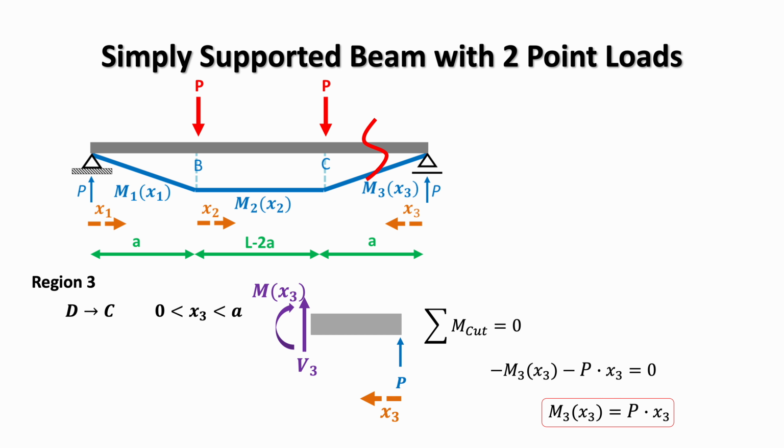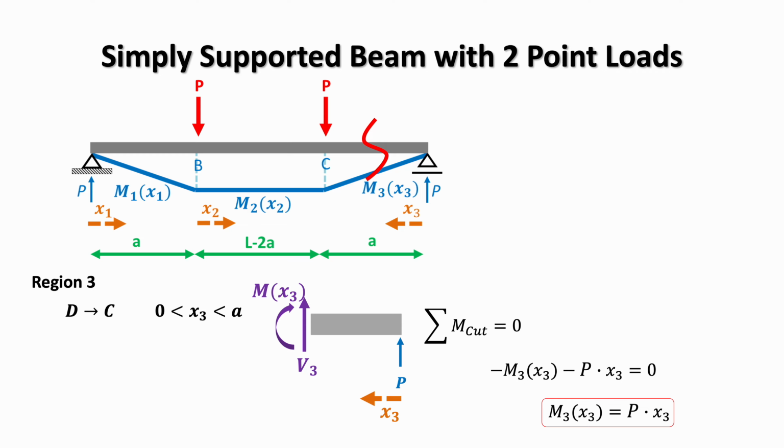And here on this slide, we identify region 3, which runs from the right-hand support D back towards C. In this region, the local coordinate system x3 is measured from D to C, and that is in the opposite direction to the coordinates we used in regions 1 and 2. To determine the bending moment expression in region 3, we take a cut at an arbitrary distance x3 from support D and isolate the portion of the beam to the right of the cut.